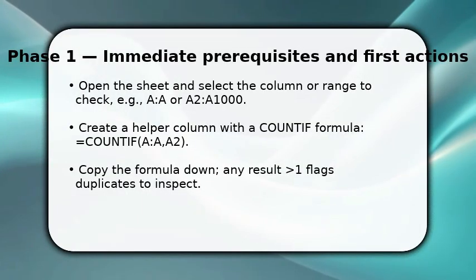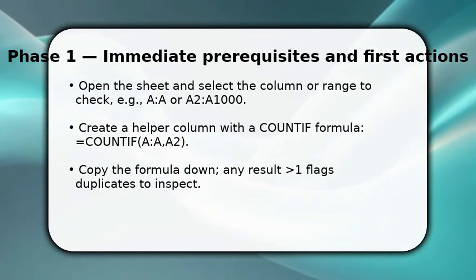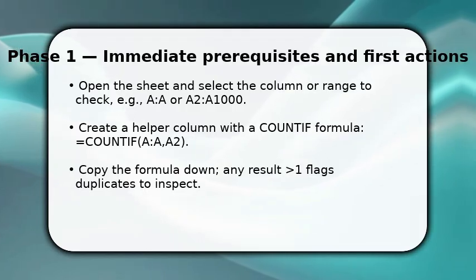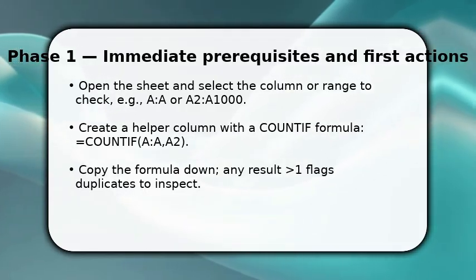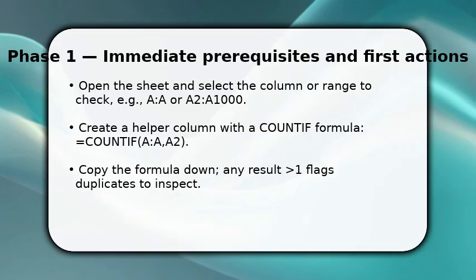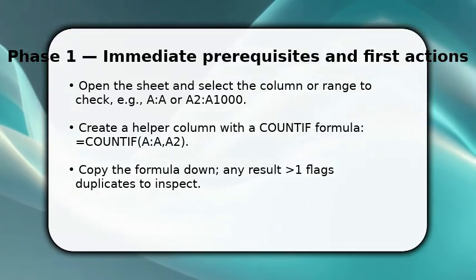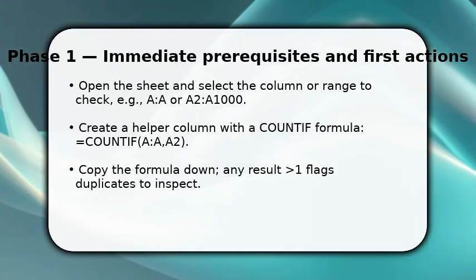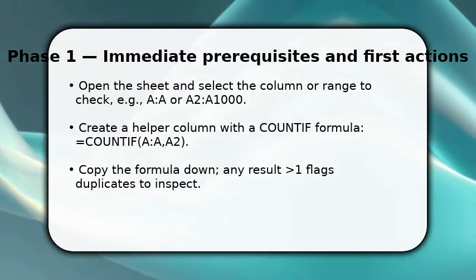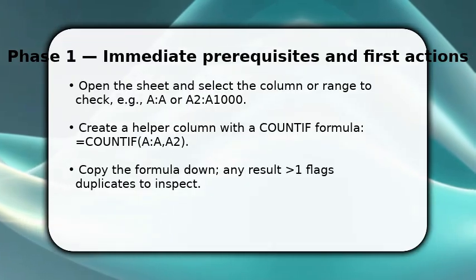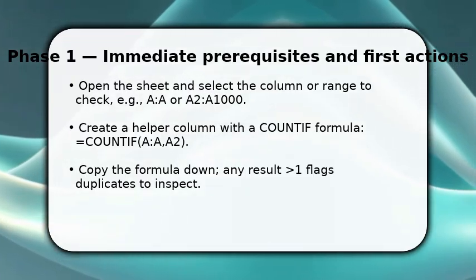You're ready. Open the sheet and focus on the exact range you need, not the whole workbook. First action, add a helper column next to your data and enter =COUNTIF(A:A, A2). This counts matches for each cell. When you copy it down, results greater than one show repeats. You do this to separate detection from deletion, which prevents accidental loss. Once done, you'll see numbers beside each row that tell you which entries need attention.